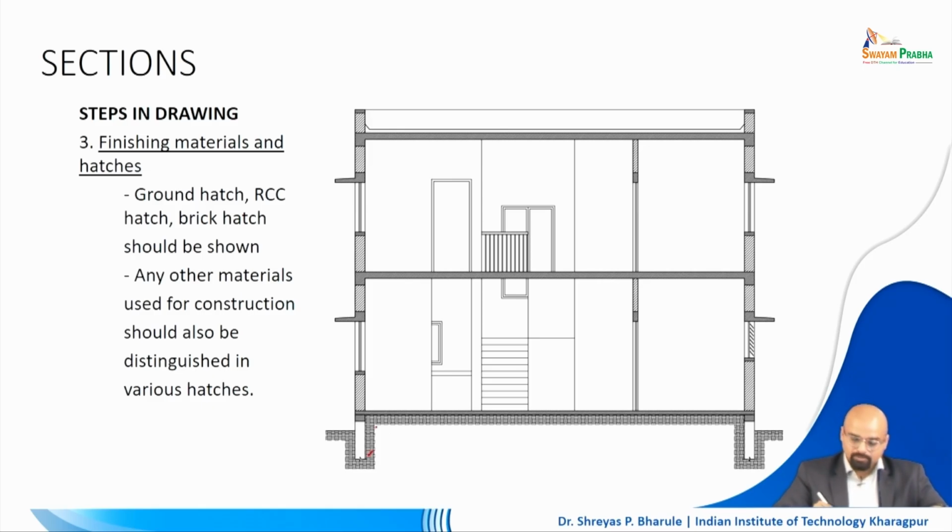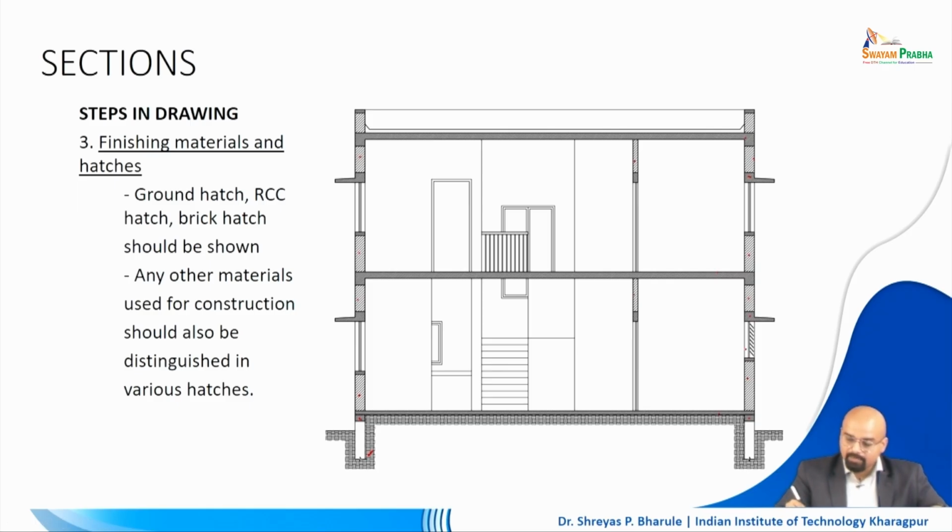Moving on further, we start putting the material and the hatches within it, right? So first, you put the earth ground hatch, then we have the plinth beam hatch, which is concrete. So all the concrete members will get the concrete hatches filled in there. Then you have the brick walls. So all the double line slant brick wall hatch will be filled in all the brick walls. Then you have all the interior bricks. So interior brick walls also are being hatched, right?